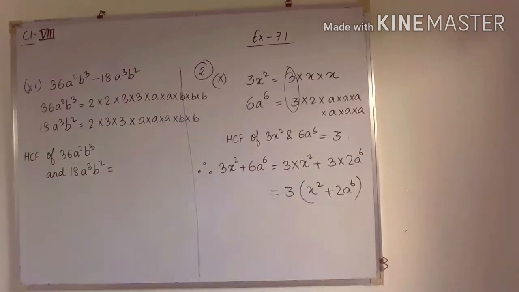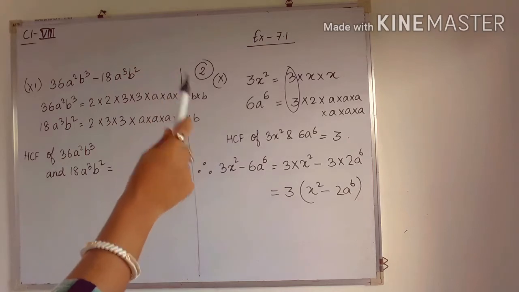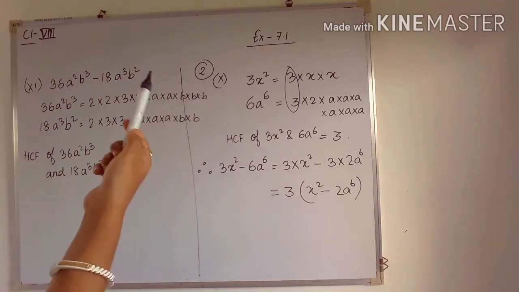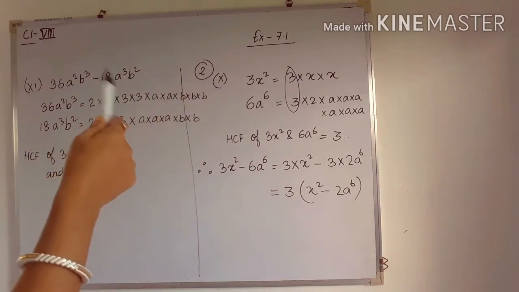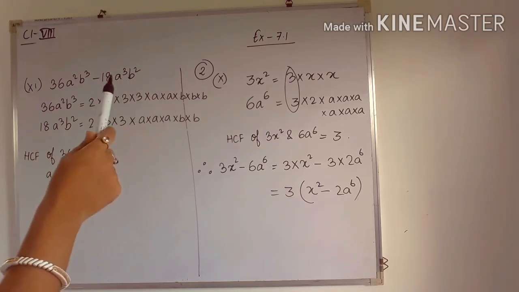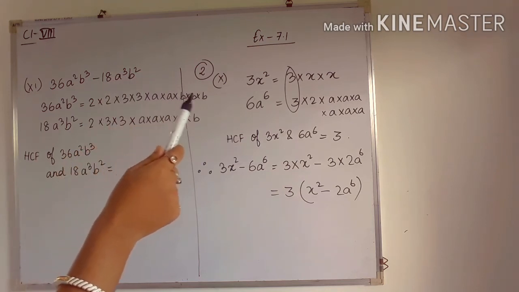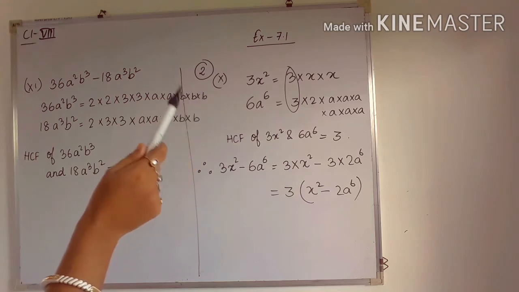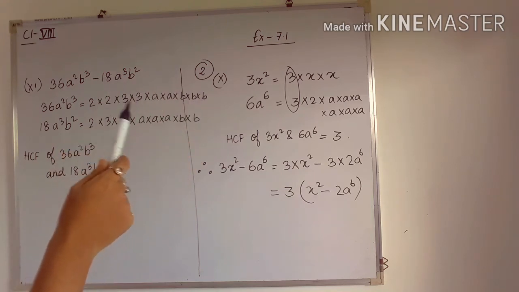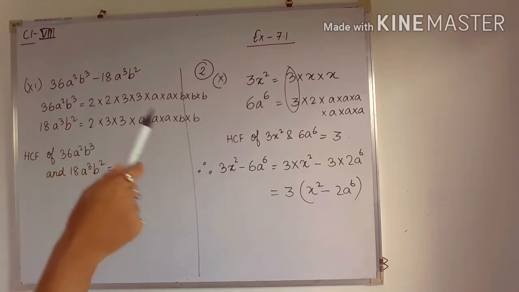Okay, so the next question is question number 10, 3x square minus 6a to the power 6. So here again we will factorize. 3x square can be written as 3 into x into x. Next is 6a to the power 6. 6 can be factorized as 3 into 2, and for a to the power 6, you have to write the product of a, 6 times. So therefore you can see here HCF will be what? The common factor is only 3. Only 3 is common, therefore HCF will be 3.